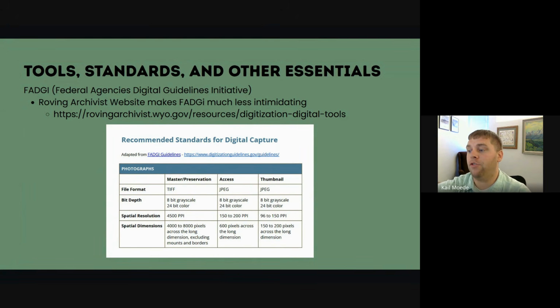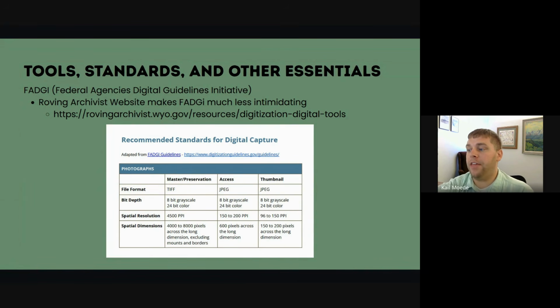It tells you your file formats, your bit depths, your spatial resolution, dimensions, all of those things. If you're just trying to create an access copy or a thumbnail, obviously you can see that spatial resolution, that file format, those slowly just go down across the board.